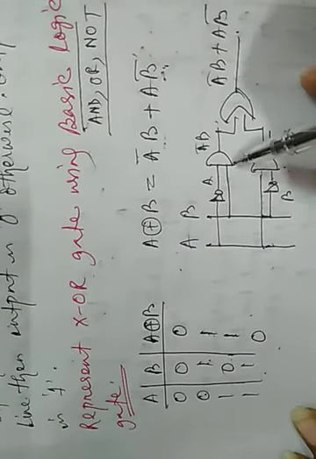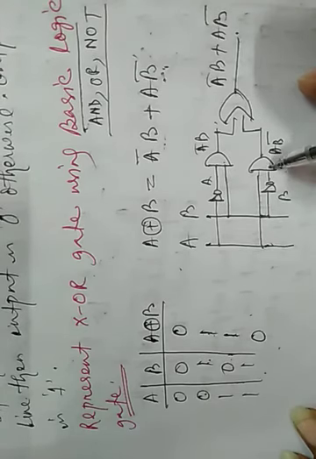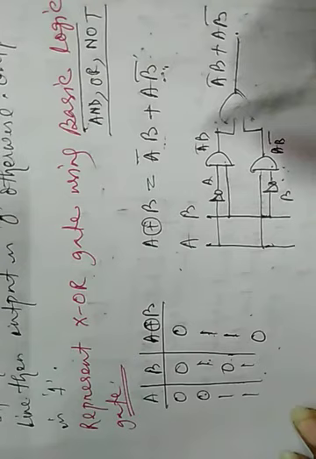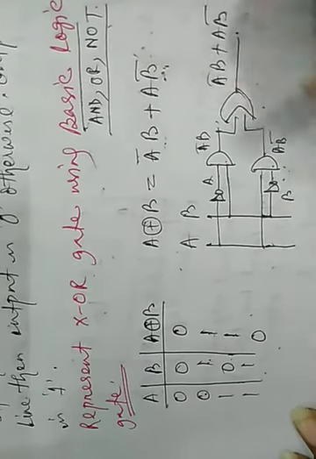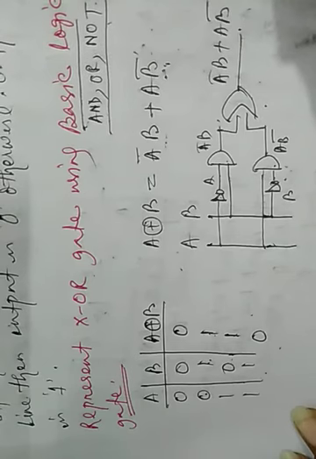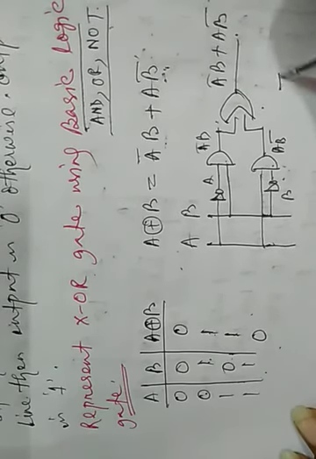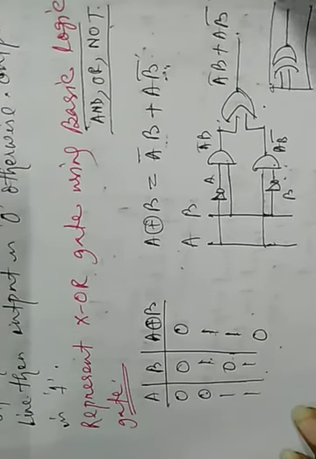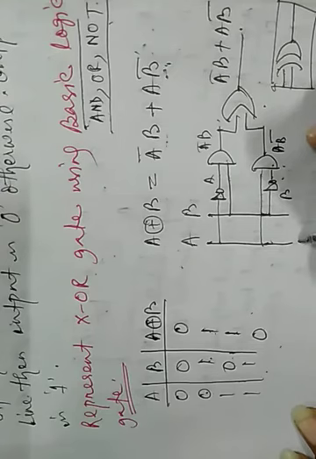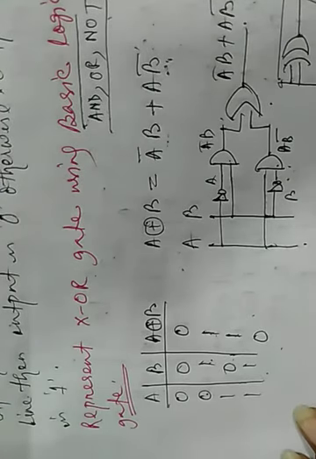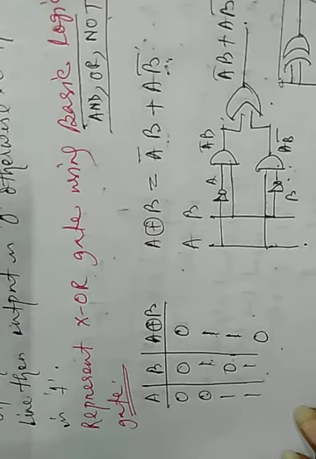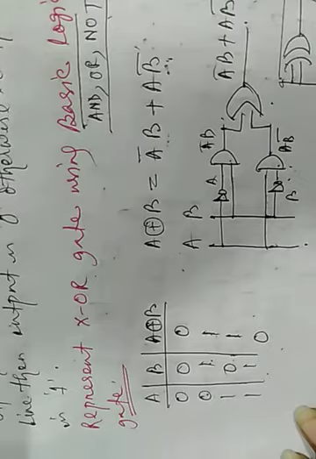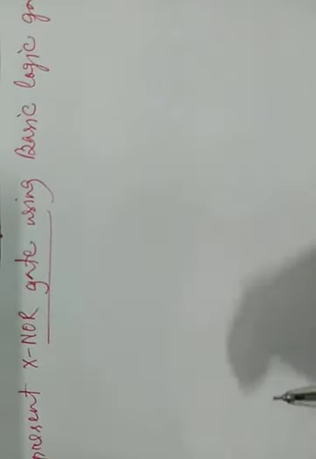Here you can see that two AND gates, two NOT gates and one OR gate are used, and these are our basic logic gates. So the output of this circuit is equivalent to this single exclusive OR gate. Okay. Similarly, we can make the Boolean expression of XNOR gate using basic logic gates. Let us see the representation of XNOR gate using basic logic gates.